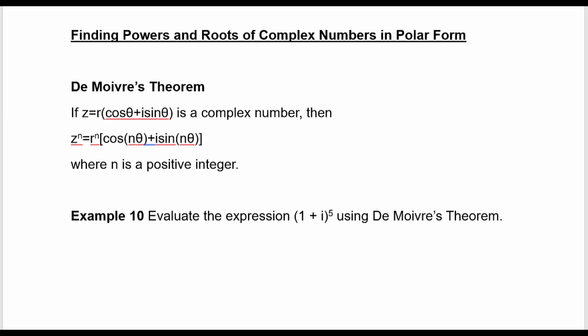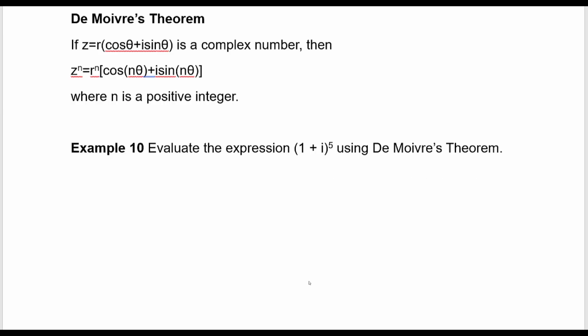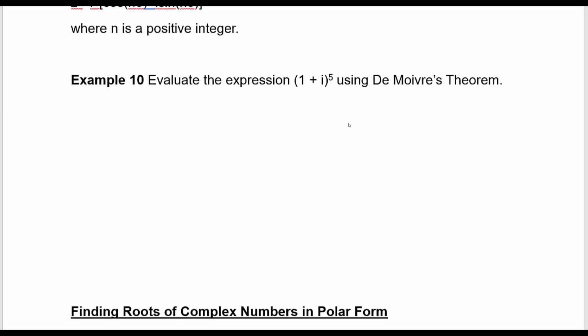So if you have z equals r cosine theta plus i sine theta as a complex number, then z to the n equals r to the n cosine of n theta plus i sine of n theta, where n is a positive integer. So evaluate the expression 1 plus i to the fifth power using de Moivre's theorem. Okay, so the first thing we're going to do is put this in polar form.